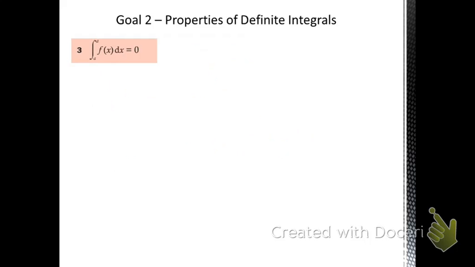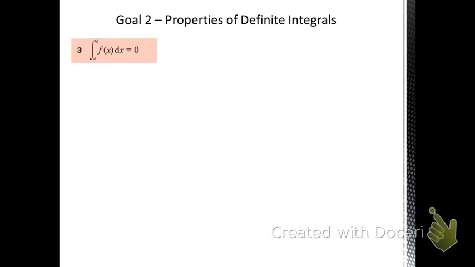Alright, this next property is not something that was relevant to indefinite integrals. What if the lower and upper limits of a definite integral are the same? Well, it turns out that anytime the lower limit of integration equals the upper limit of integration, the integral is always going to give you a 0.